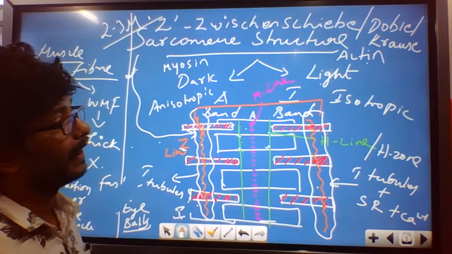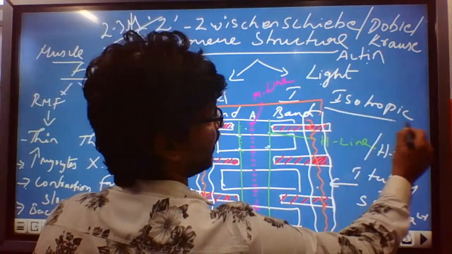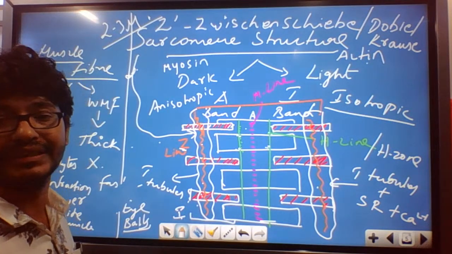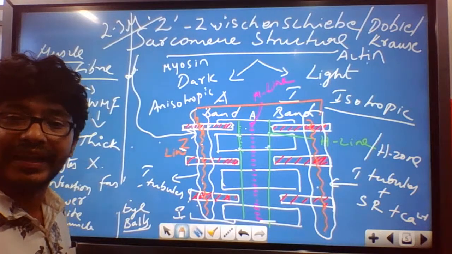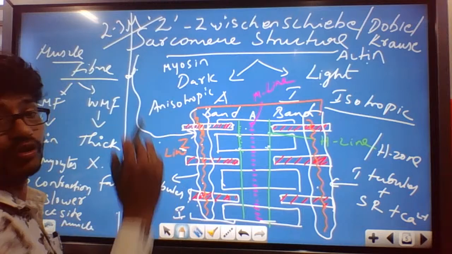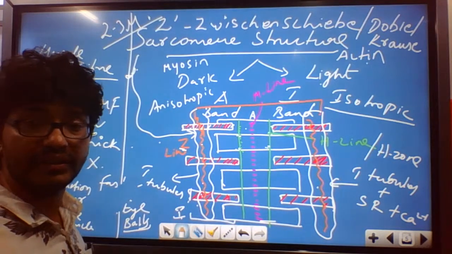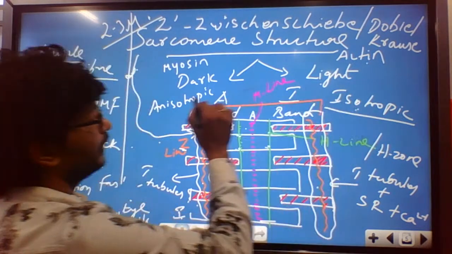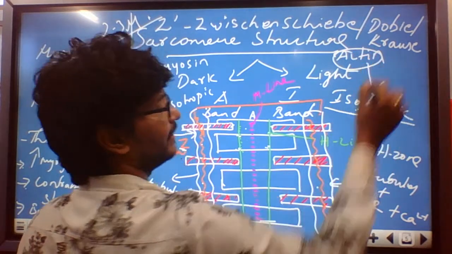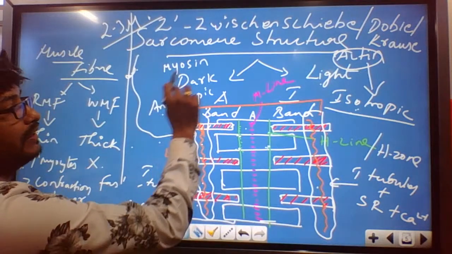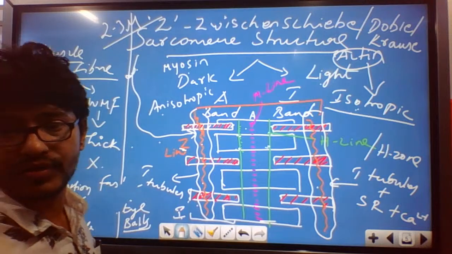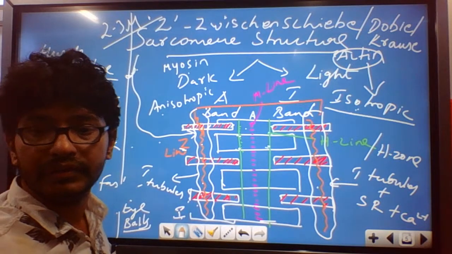Isotropic: iso means the same sort of proteins, and it is light. When you stain it, it takes up a lighter color. Anisotropic takes up the stain and looks darker. So this is isotropic and this one is anisotropic. The protein in the isotropic band is actin, and the protein present in the anisotropic A band is myosin.